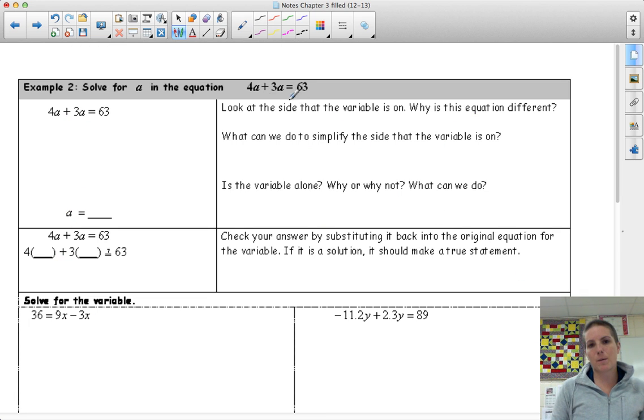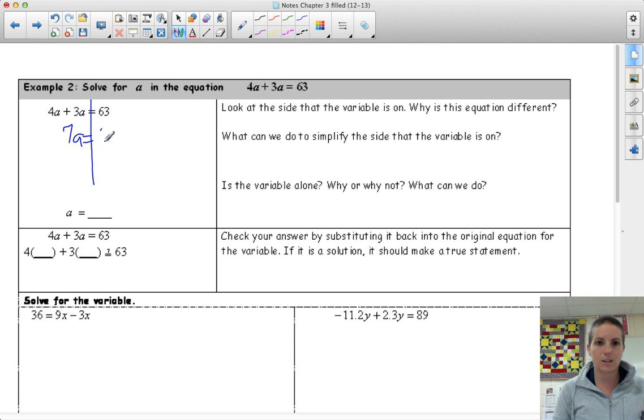Now the second type of problem that has two steps is one where on one side of the balance line, we have like terms, or we have more than one variable. When that happens, we need to combine like terms. Notice that they're on the same side of the balance line, so we're not going to use opposites or inverse operations. 4a plus 3a, we can do that. That is simply a 7a.